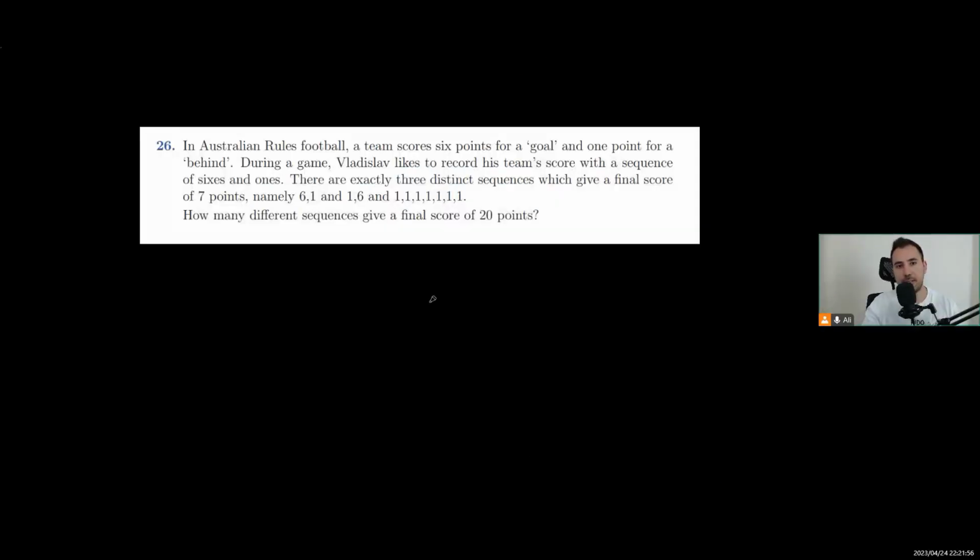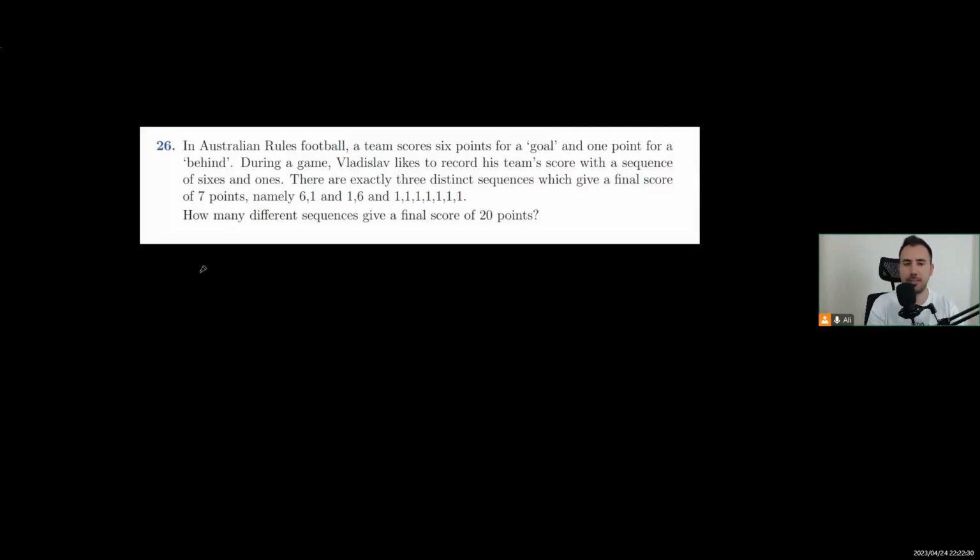In Australian rules football, a team scores 6 points for a goal and 1 point for a behind. During a game, V likes to record his team's score with a sequence of 6s and 1s. There are exactly 3 distinct sequences which give a final score of 7 points, namely 6 and 1, 1 and 6, and all of them behinds, which would give 7. How many different sequences give a final score of 20 points?